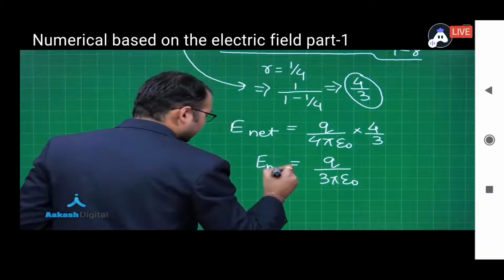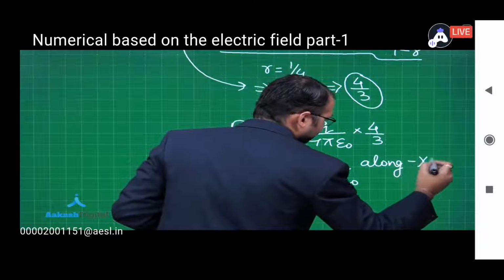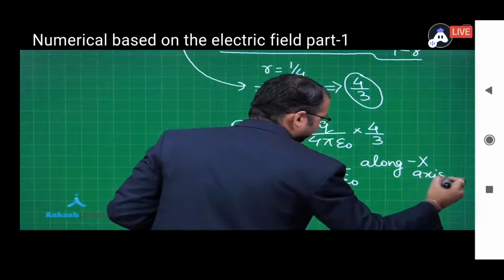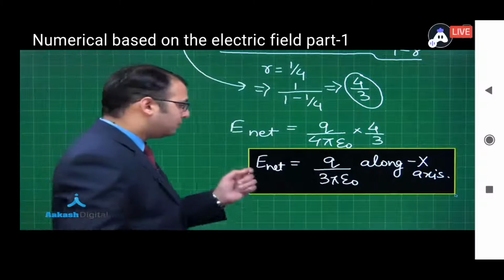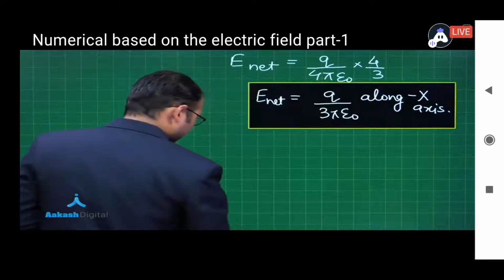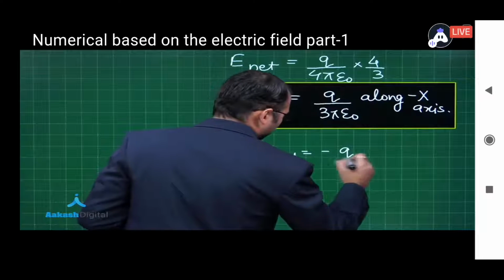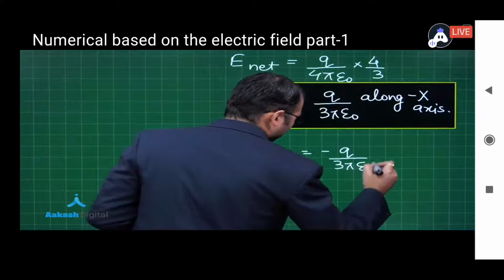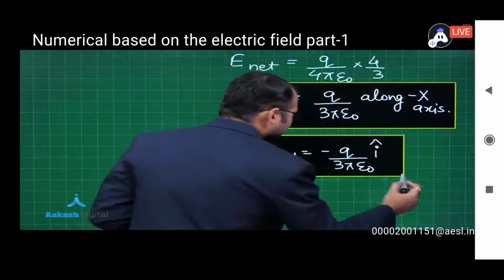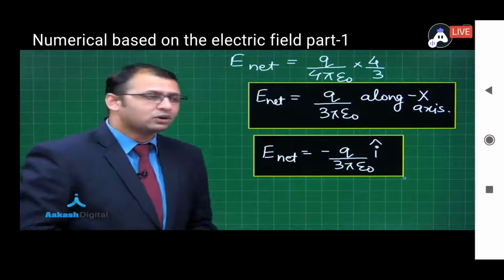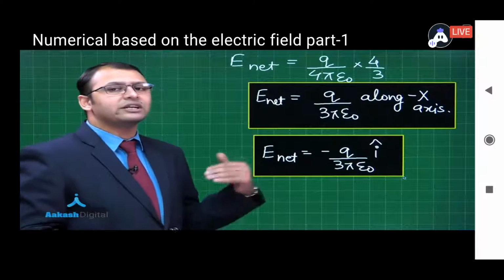This is the net electric field, and this is along the minus x axis. If you want to write it in the direction of I cap, let me write that for you as well. So E net is equal to minus Q upon 3 pi epsilon naught I cap. I hope you have understood this very easily, and this is the better representation, friends, because you don't have to write this every time. This gives you a clear indication that it is along the negative x-axis.